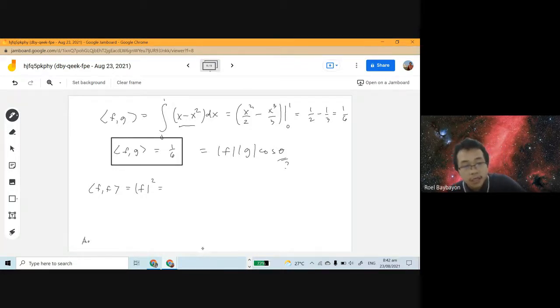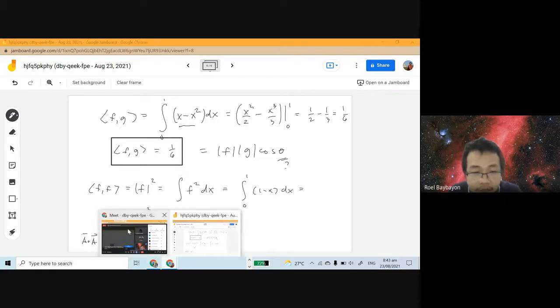If I have A dot A, then ang makuha na ko is actually the magnitude of the quantity squared. So same lang na sila, no? If I get the inner product FF, then ang makuha na ko is the magnitude of F raised to the power of 2. And this is equal to the integral of F squared dx, which is equal to the integral of 1 minus x dx from 0 to 1.